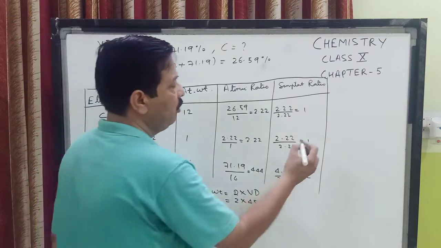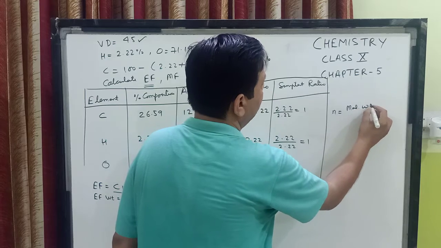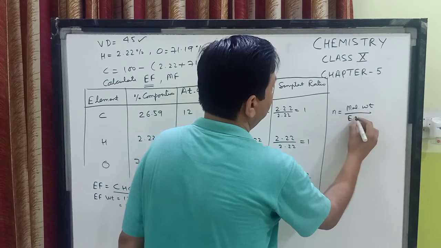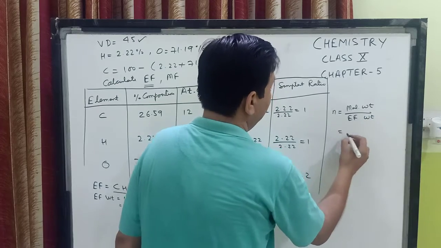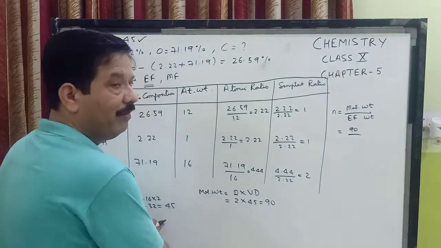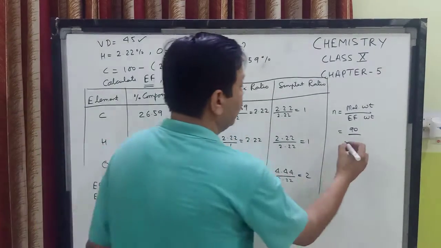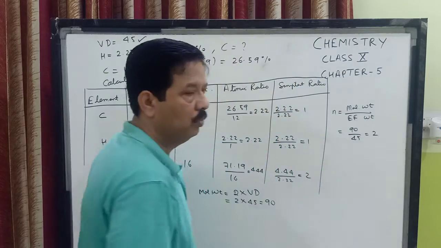So children, here I am doing this. n is equal to molecular weight divided by empirical formula weight. And children, molecular weight is 90 and empirical formula weight is 45. So the value of n comes out to be 2.